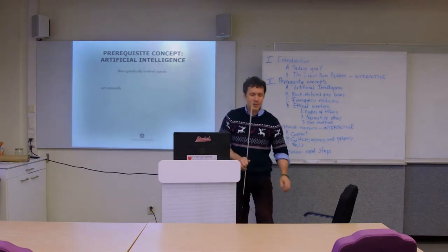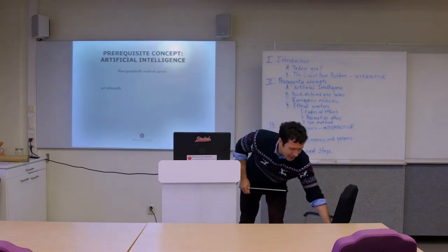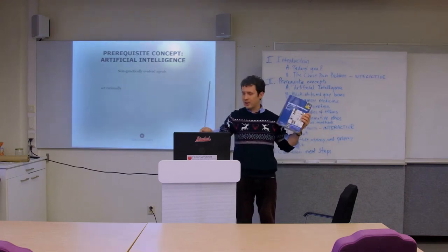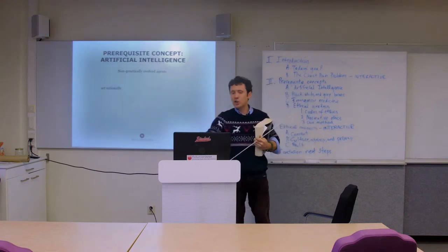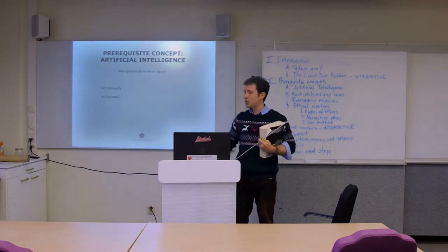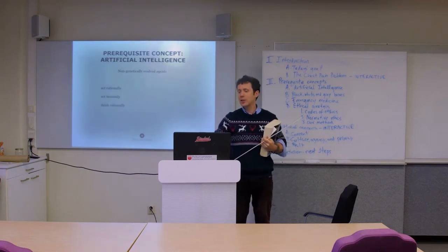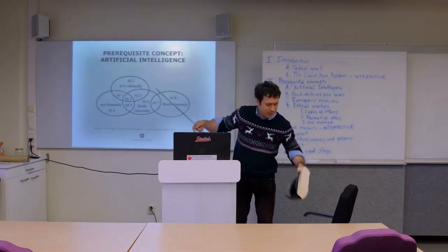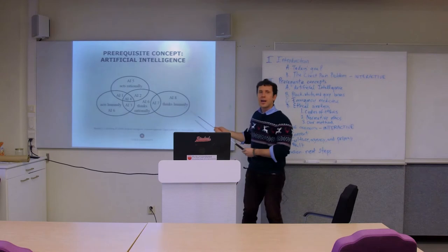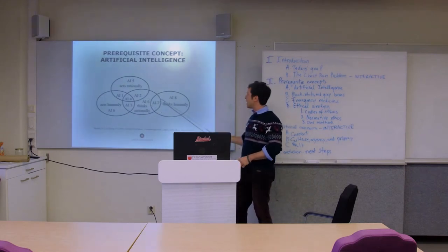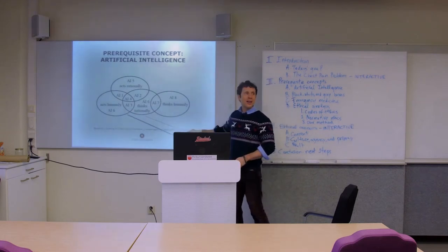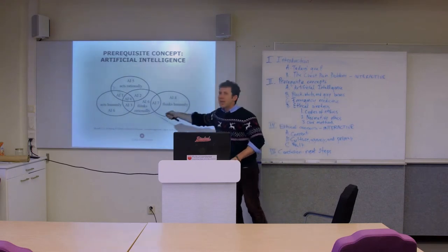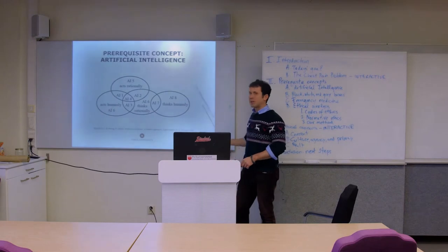This is according to a pretty good definition by one of the major texts, by Russell and Norvig, in Artificial Intelligence: AI acts rationally or it acts humanly, or it thinks rationally, or it thinks humanly. And you can draw a Venn diagram of those four concepts, and any given AI can fit anywhere inside that Venn diagram. So it's a family resemblance sort of definition, as Wittgenstein might put it.